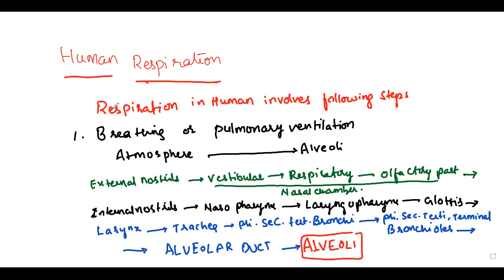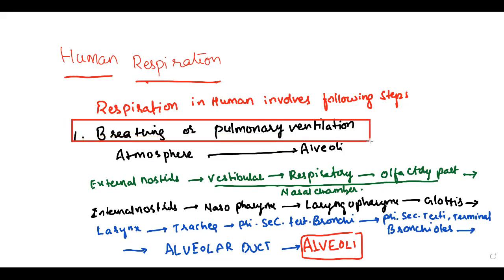We have reached here. This is what we say: breathing or pulmonary ventilation. The first step, breathing or pulmonary ventilation, includes atmosphere to alveoli, or else we can call it alveoli to atmosphere. Atmosphere to alveoli, we are taking oxygen. Alveoli to atmosphere, we are giving out carbon dioxide. So that is the first process, breathing or pulmonary ventilation.